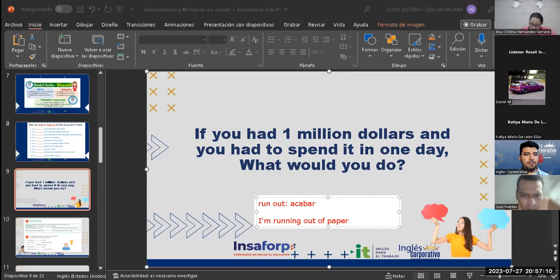I'm running out of paper. Me estoy acabando el papel. Or the gas is running out. La gasolina se está acabando. Okay, so run out is to say when something is about to finish. So yeah, the money is running out when you want to buy some properties.